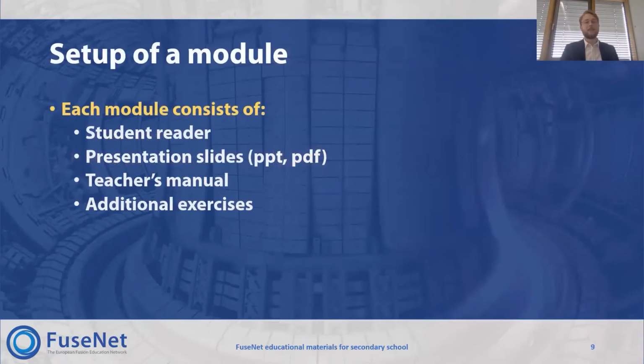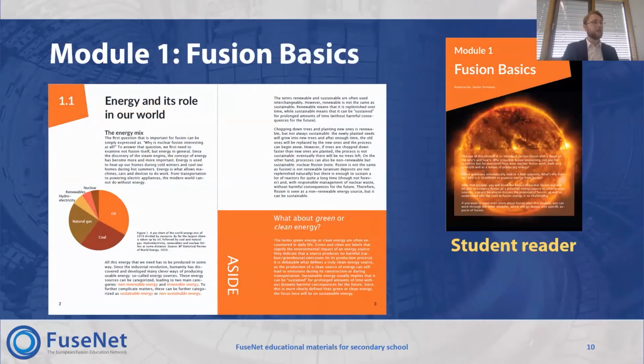And then let's take a look at the setup of each of these modules. So it's online, but what is online? Each module consists out of 4 things: a student reader, presentation slides, both in PowerPoint and in PDF format, a teacher's manual, and additional exercises. And first we have a look at the student reader. As you saw earlier, the front is visible on the right. And on the left, you can see the first few pages. So we have 5 chapters within the module. And as you can see, we've made a nice design.